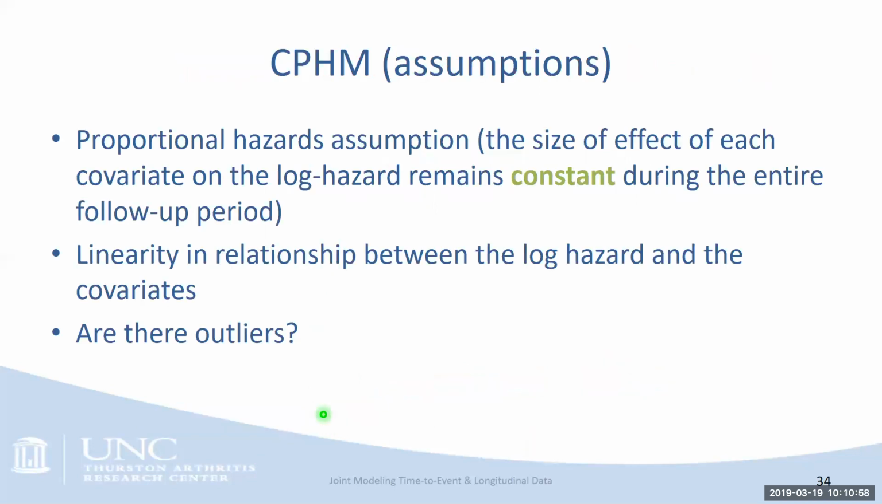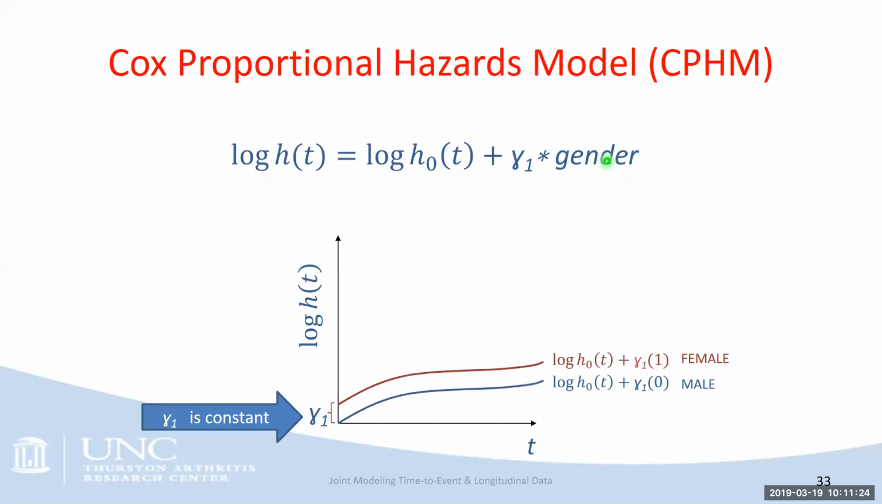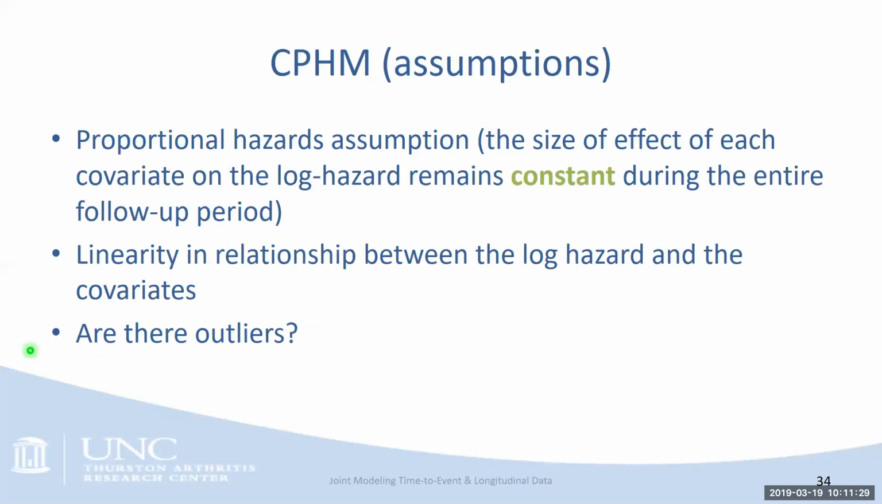Because, of course, that brings us to one of the main assumptions of the Cox proportional hazards model, the proportional hazards assumption. And this means that the size of the effect of that covariate, like in the example we saw for gender, on the log hazard should remain, again, constant during the entire follow-up period. And there are others, of course. You want to make sure that you have linearity in the relationship between the log hazard and the covariates. So again, you are assuming that linearity in the form of this function. And there are, of course, other things you need to check on, outliers with certain residuals, like Martingale residuals and Schoenfeld residuals, and so on.